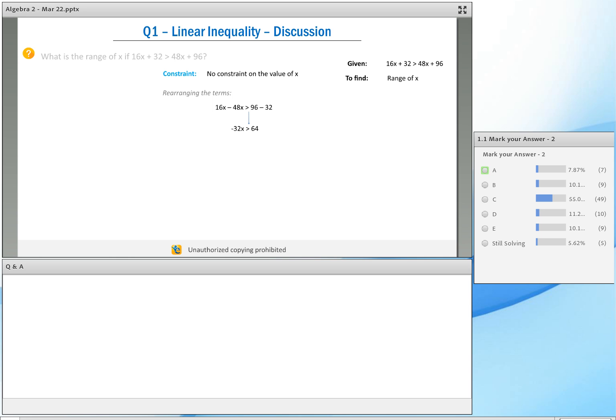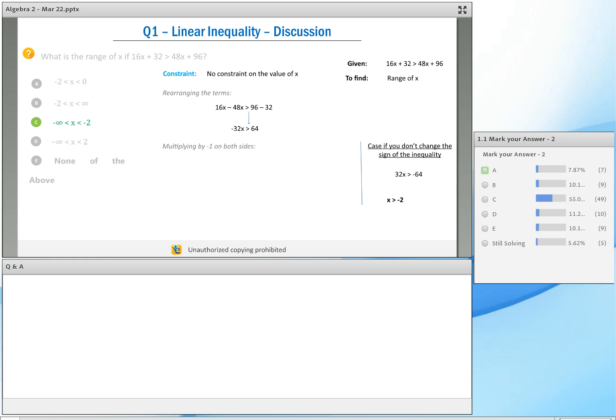Then you solve further, you get minus 32x is greater than 64. Okay, you multiply with minus 1 on both sides. Remember, when you multiply with minus 1, you change the sign of inequality. If you don't change the sign of inequality when you multiply with minus 1, this is what you do. You get 32x is still greater than minus 64, and you get x is greater than minus 2, which is where you make a mistake.